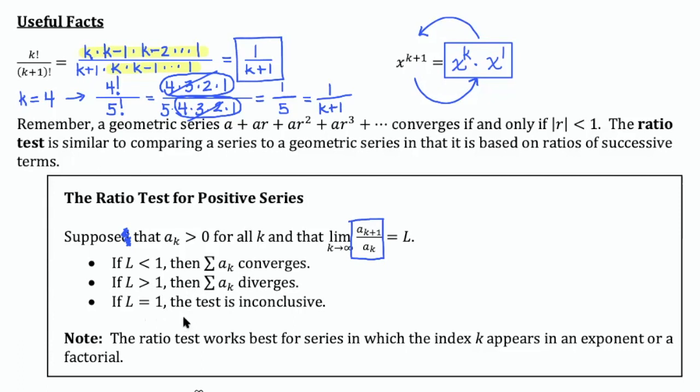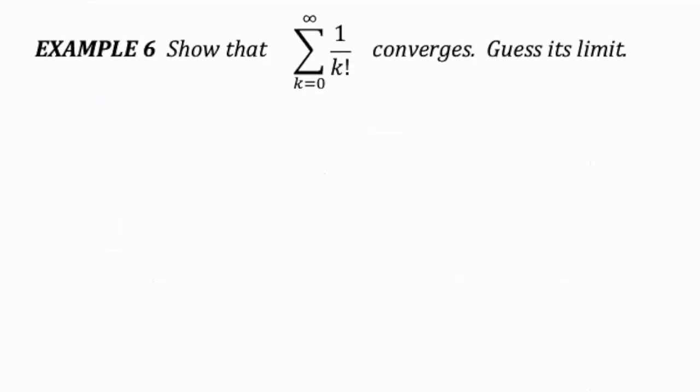The ratio test works best for series in which the index k appears in an exponent or a factorial. The integral test works when the expression that forms the series is something relatively easy to integrate. The ratio test works for these two situations. So we'll look at a couple of examples.